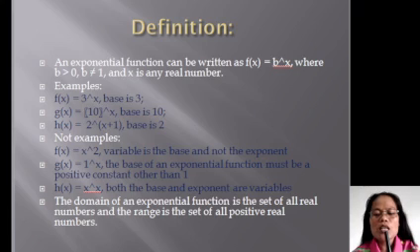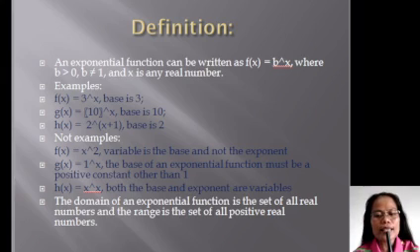Now we will go to the functions that are not examples of an exponential function. Number 1, f of x is equal to x squared. The reason why that is not an example of an exponential function is the variable is the base and not the exponent. Number 2, g of x is equal to 1 to the power of x.